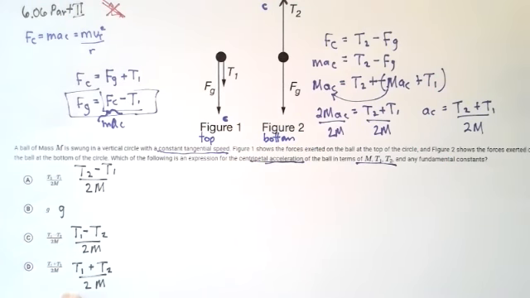So it turns out that our answer here is D, T1 plus T2 over 2m. But these should feel a little familiar to you, a little bit like maybe an Atwood machine, where again, you have multiple diagrams, multiple equations, and you have to bring them together.